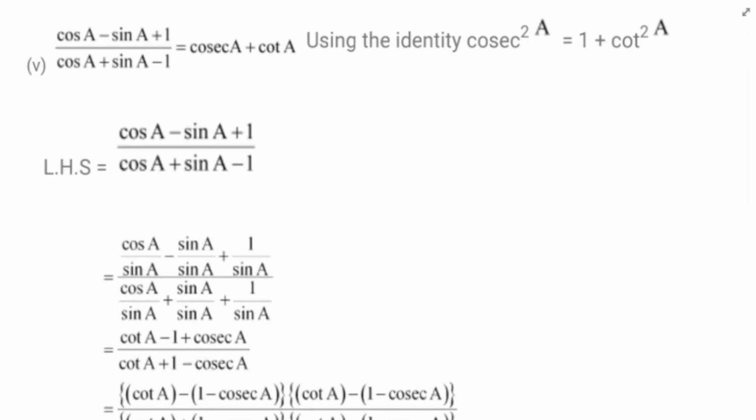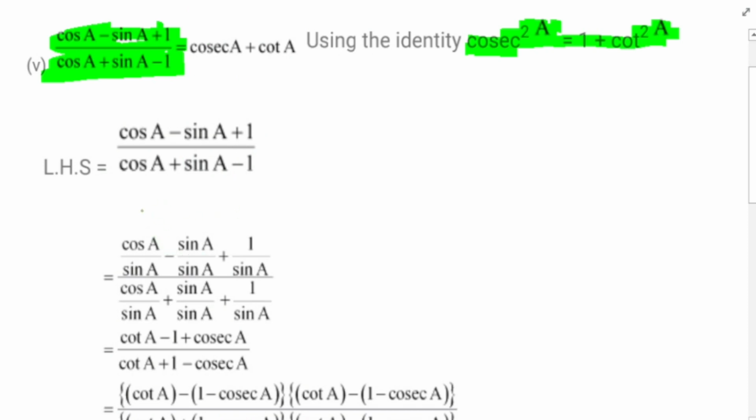Question number 5. Cos a minus sin a plus 1 divided by cos a plus sin a minus 1 equal to cosecant a plus cot a, using the identity cosec square a equal to 1 plus cot square a. So they have given the hint also. By using this identity, prove this identity in the question. So consider the LHS part. LHS is cos a minus sin a plus 1 divided by cos a plus sin a minus 1.